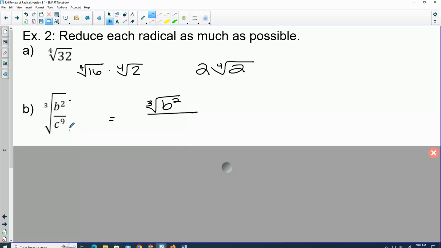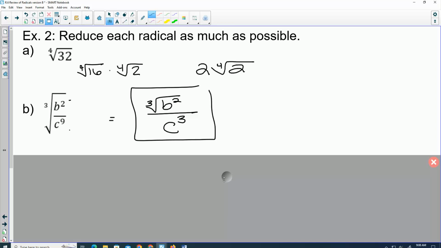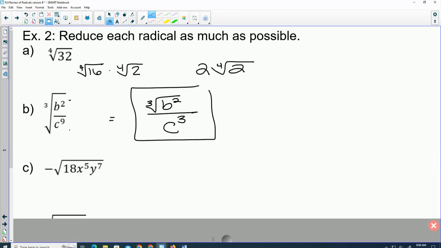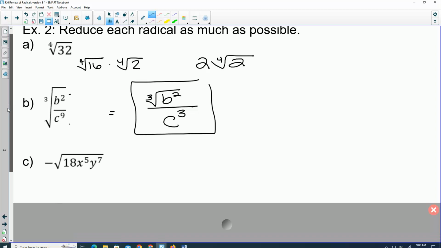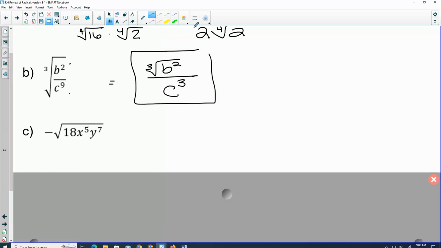Okay, what is the cube root of c to the 9th? C to the 3rd. 9 divided by 3 is 3. If you have 9 c's, you can make 3 groups of 3. So sometimes we are not going to be able to completely get rid of our radicals. We just have to break them down as much as we can.